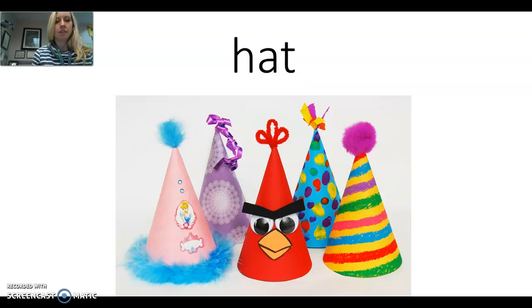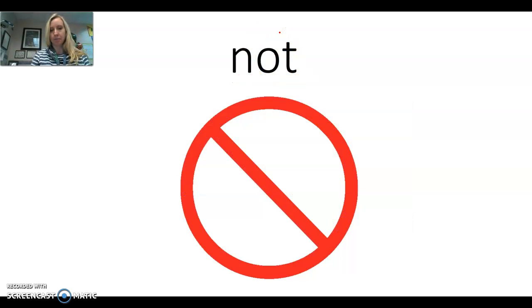Okay, this is a hat. There are many different hats in the picture. Let's make those sounds. H, a, t. Again. H, a, t. Okay, let's look at the letters. H, a, t. One more time. H, a, t. And we have our a in the middle.